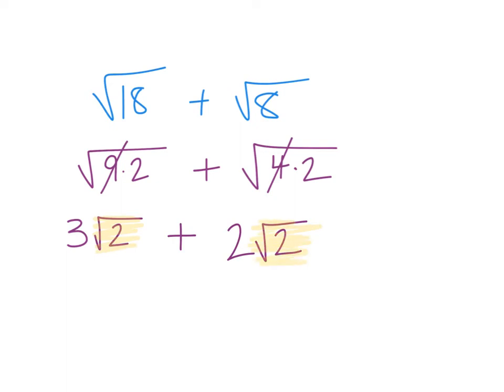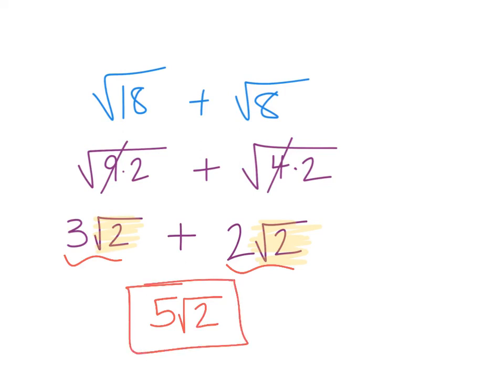Now I can add them together like they're like terms. So if I had 3 of them plus 2 of them, that's the same as 5 of the square roots of 2. This would be my final answer.